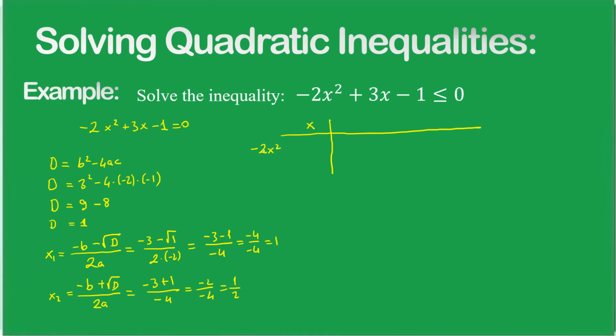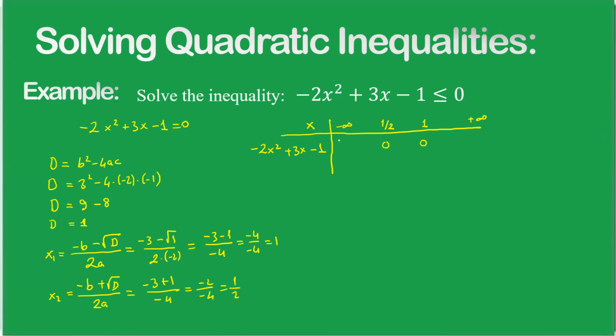Careful, we have to be careful here because the coefficient of the leading term is minus 2, negative, so 3x and minus 1, and here, minus infinity. Okay, let's write the critical points. The first one is 1 over 2, respectively, and the second one is 1, and plus infinity here. Okay, how can we get the first sign now?